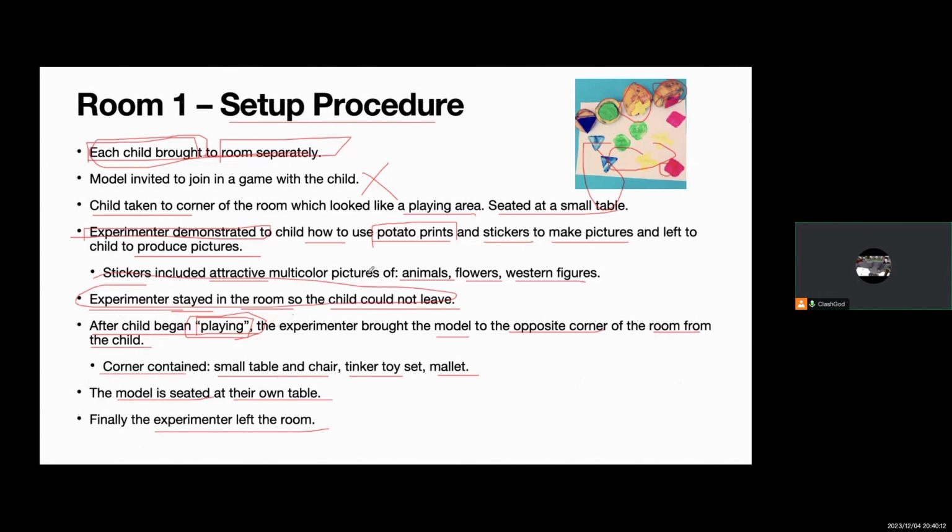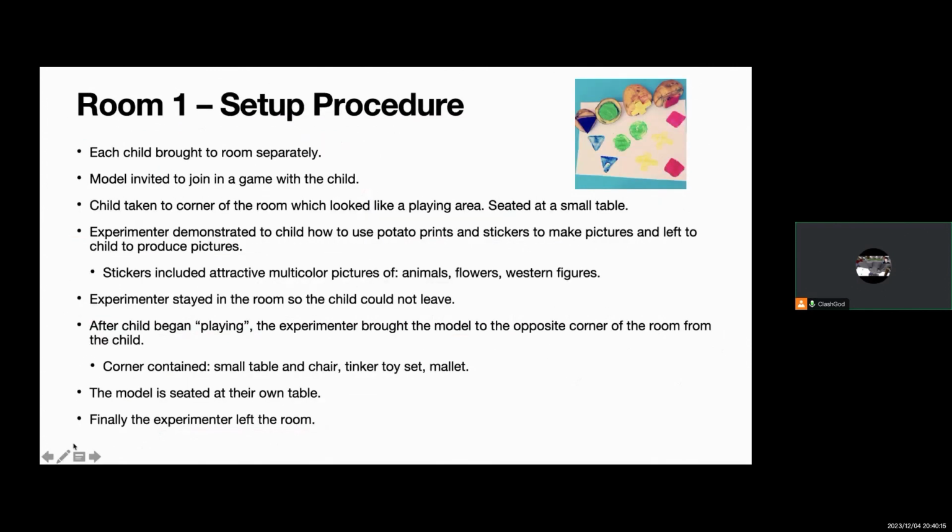Okay, so let's take a look at a review of this entire process. I would consider giving up this point here. The other points generally follow logic. The child is first brought to the room. They're seated in a corner, which looks like a playing area. And then what are they left to do? They play with potato prints and stickers to make pictures, and the experimenter demonstrates to them how.